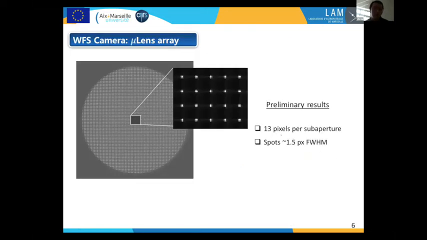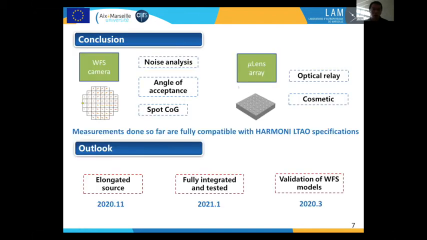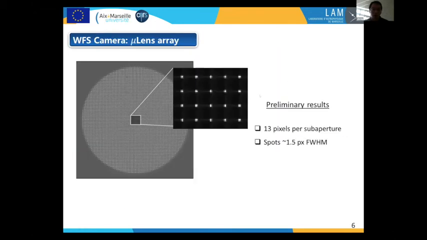And the next measurement is the microlens array. We add the optical relay and the microlens array to get the image. We get a preliminary result. We acquire 13 pixels per subaperture, and the spot is 1.5 pixels, and it has a good image of the microlens array.